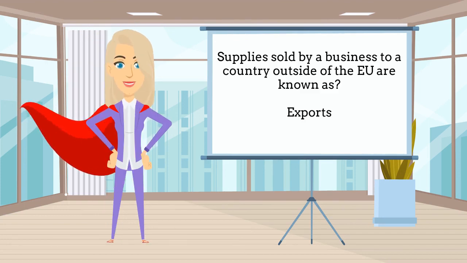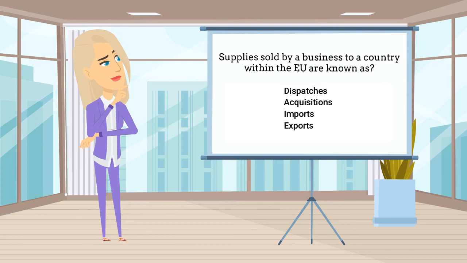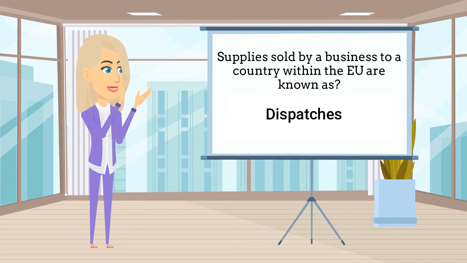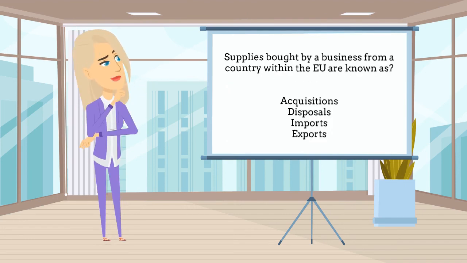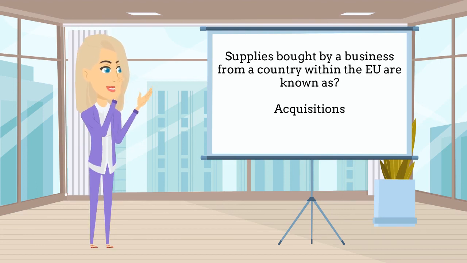Next question. Supplies sold by a business to a country within the EU are known as acquisitions, dispatches, imports, or exports. And the answer is dispatches, so well done if you got that correct. And finally, supplies bought by a business from a country within the EU are known as acquisitions, disposals, imports, or exports. And the answer there is acquisitions.